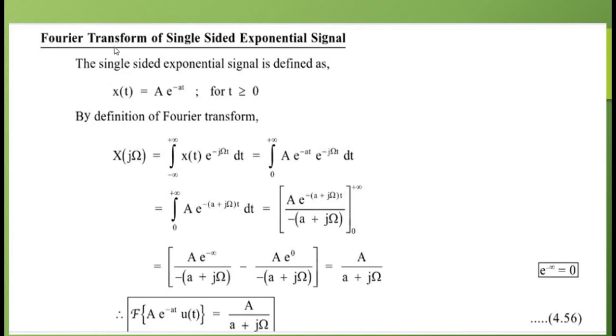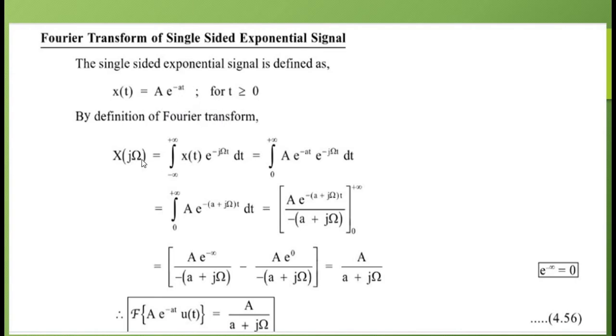Next, let us analyze the Fourier transform of a single-sided exponential signal. A single-sided exponential signal can be defined as x of t is equal to a e power minus at for t greater than or equal to 0. So this means a single-sided signal. This is a causal signal.